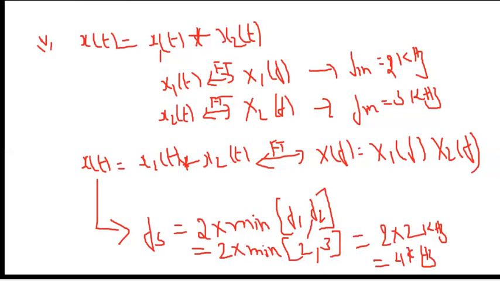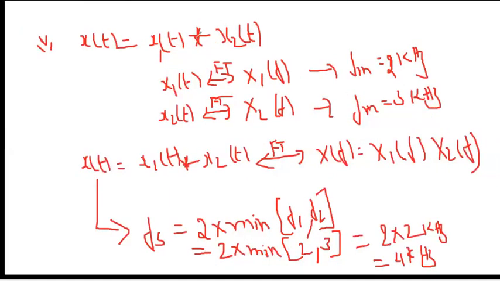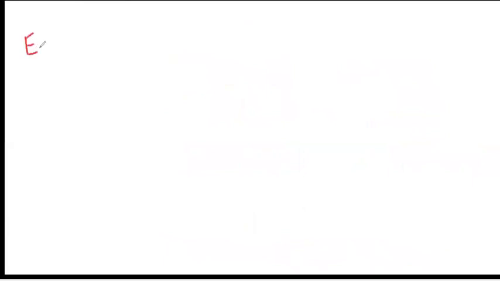Here, if the time domain is a product, it is 2 into the sum of the frequencies, which is 5. But here the convolution is given, so take only the minimum of the two frequencies, f1 and f2, that is 2 and 3, to get 2 into 2 kilohertz, 4 kilohertz. Okay, my dear students. It is very important to know how we can find this. Next example.